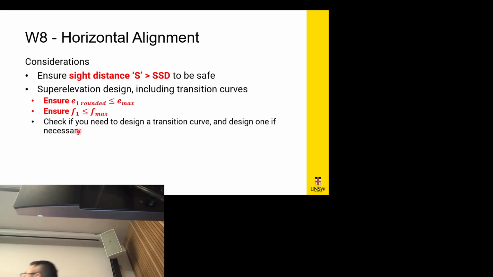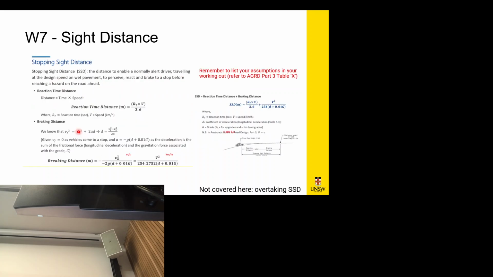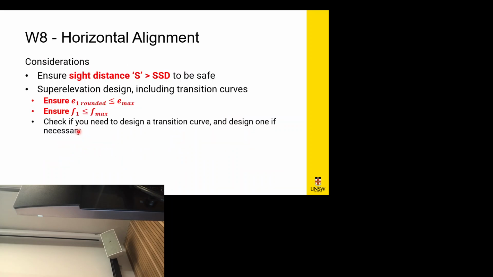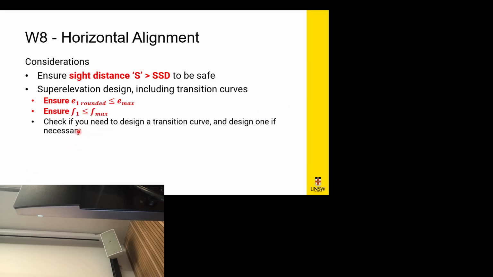But the main consideration is really, you know what SSD is. SSD is reaction time distance plus braking distance, right? We need to ensure that our sight distance, S, is greater than SSD, because the SSD, your stopping sight distance, is the minimum distance for the car to have before it hits the object, okay? So we need to ensure that our sight distance is greater than SSD.